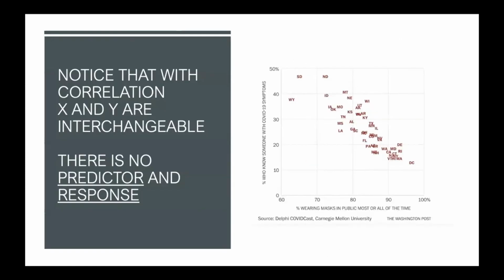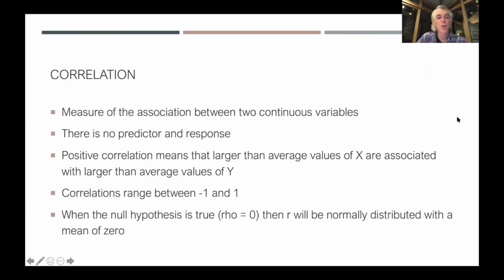Now, if you recall from our statistical assumptions, X and Y are interchangeable with one another in a correlation. That is, there is no clear predictor and no clear response when we're talking about a correlation. So it doesn't really matter which variable we put on the x-axis and which variable we put on the y-axis. So correlations then measure the association between two continuous variables. In a correlation, there is no clear predictor and clear response. These two variables are interchangeable with one another.